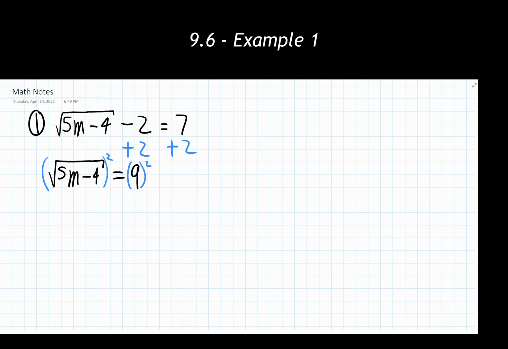On the left side, the square root and the square are going to cancel each other out. The exponent up here and the radical itself cancel out, and all that's left over is 5m minus 4. On the other side, I have 9 squared. That's going to give me 81. So each side is fully simplified.